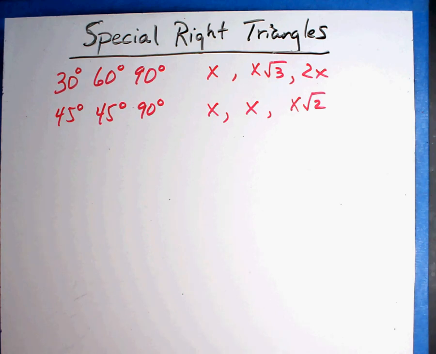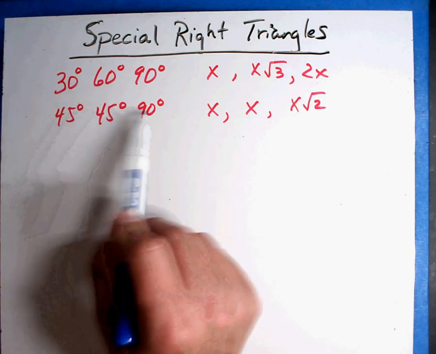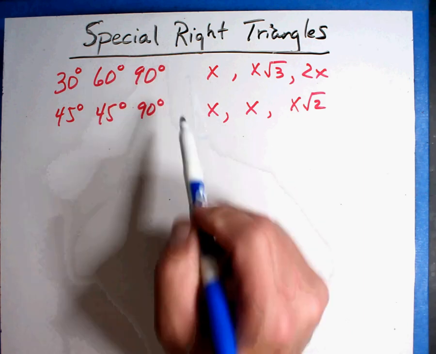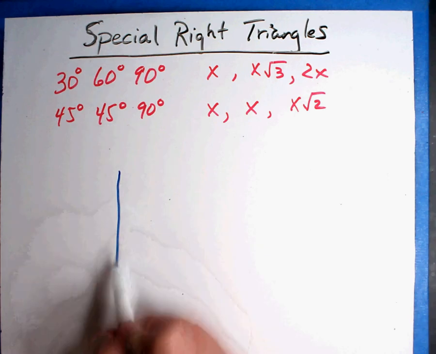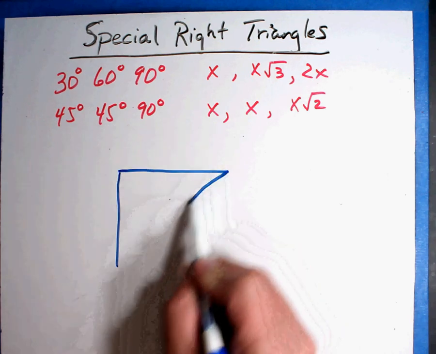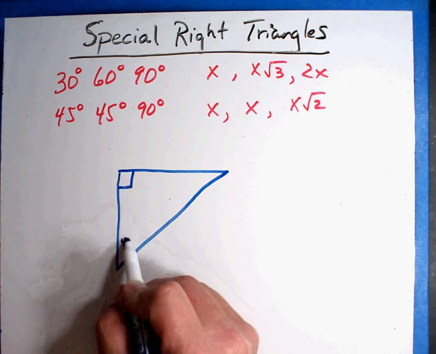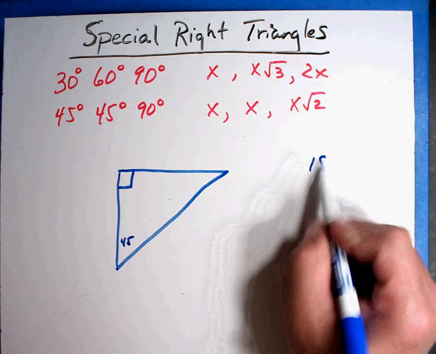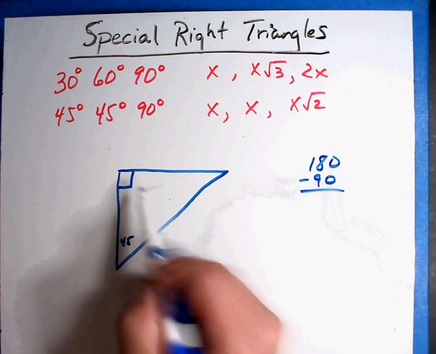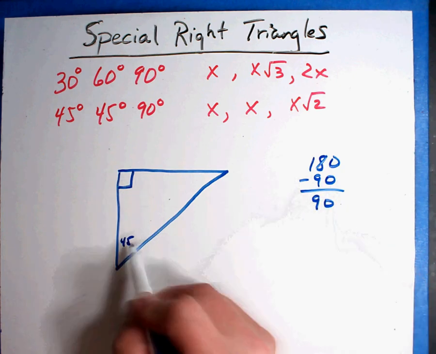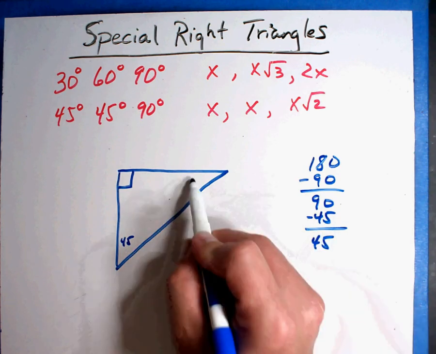Now, sometimes these triangles are called 30, 60, 90 triangles and 45, 45, 90. Now, the way it's written on this chart, you have to understand a little bit. Let's take an example and see if we can make sense out of it. Let's say we have a triangle that looks like this, and they tell us this. Well, since a triangle's angles equal 180, minus 90 for this angle gives me 90, minus 45 for this angle, the other angle has to be 45 degrees also.